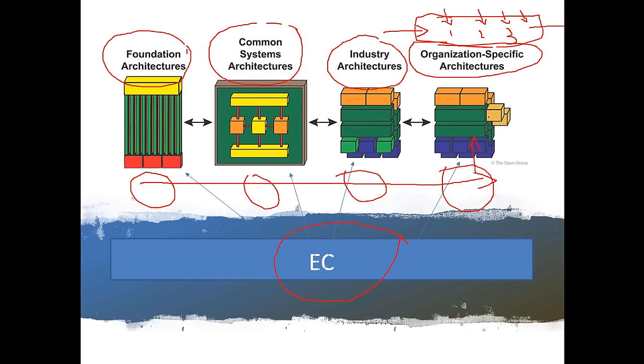Now when I say there are four things which reside in my closet, these are the four things which reside in the closet of the enterprise continuum, right? Now we need to know what these are. What is a foundation architecture? What is a common system architecture? What is an industry architecture? And what is an organization-specific architecture? Now let us relate that also.